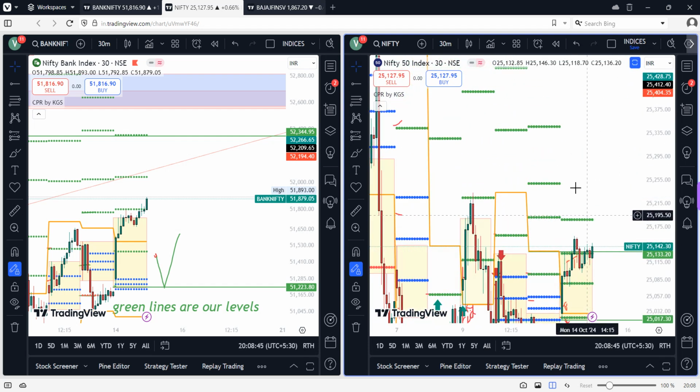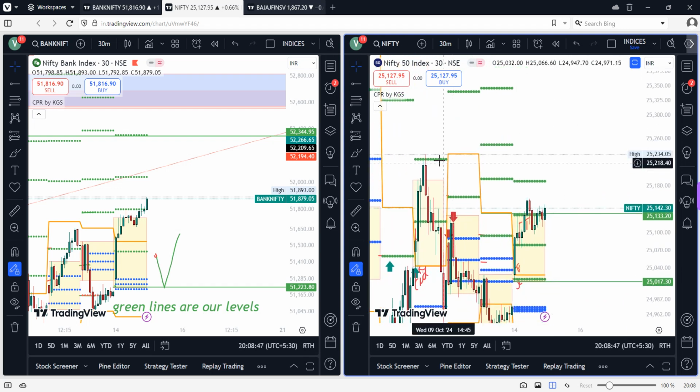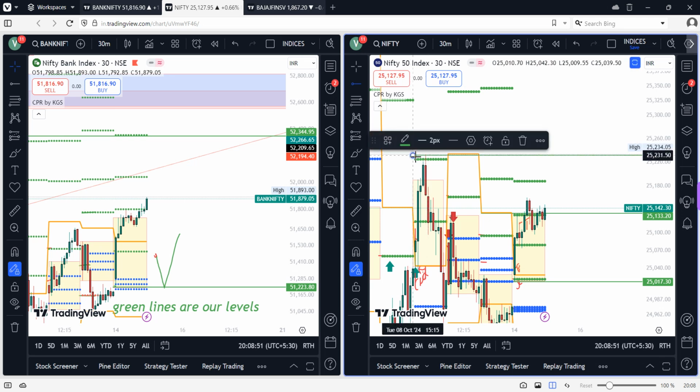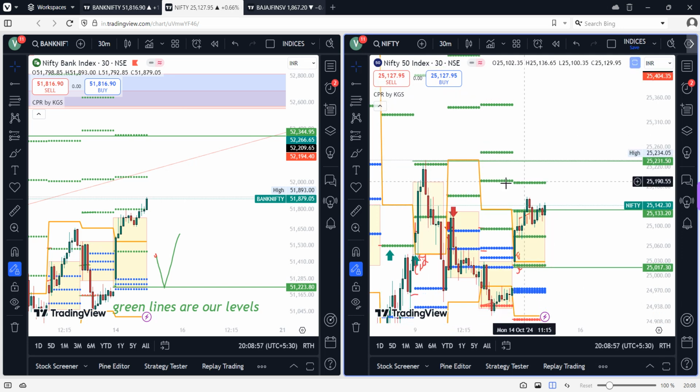What is the supply zone? This is the immediate supply zone. The level is 25,231, and I hope you understand how to mark these levels. This is the supply zone, which is the strong resistance, 25,231.